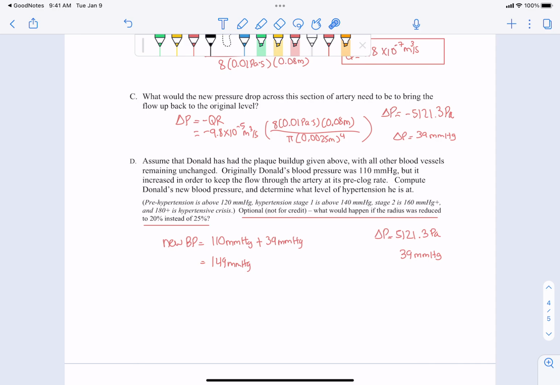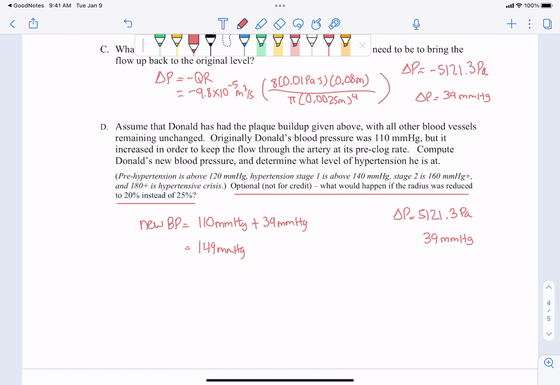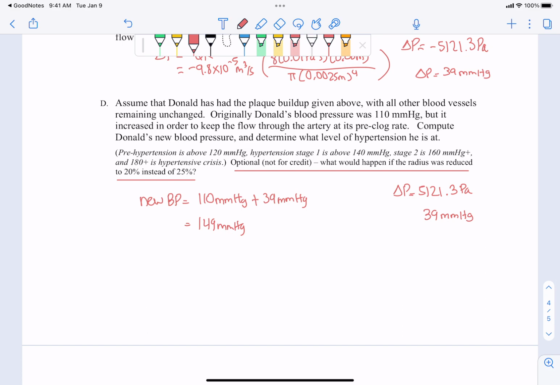And I guess just to add this as well, by the way, 149, that'd be what? He's in stage 1 hypertension. Stage 1 is above 140, stage 2 is 160 plus, so yes, it's stage 1 hypertension.